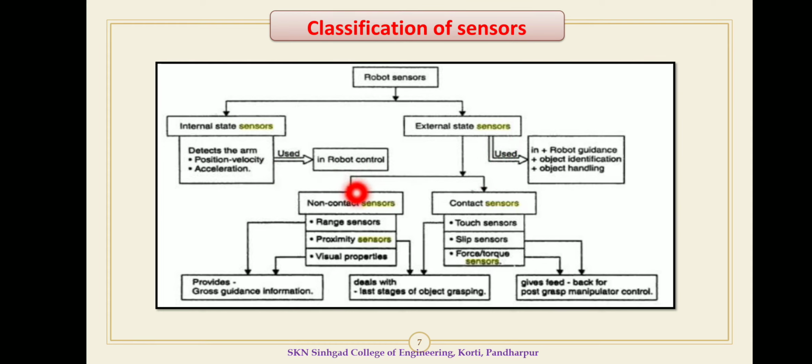First is the non-contact type sensor or non-tactile sensor, and the contact sensor is the tactile sensor or touch sensor. So non-contact type sensors are range sensor, proximity sensor and visual sensor. These are the three non-contact or non-tactile sensors. And contact sensor or tactile sensors are touch sensor, force or torque sensor, slip sensors. These are the three contact type or tactile sensors. So this is the simple classification of sensors according to working principle.